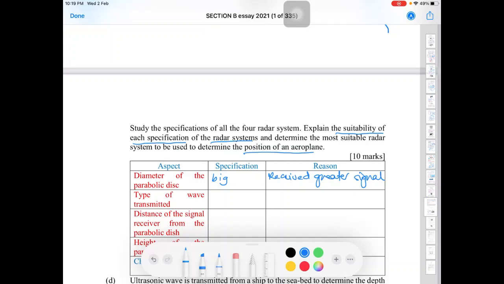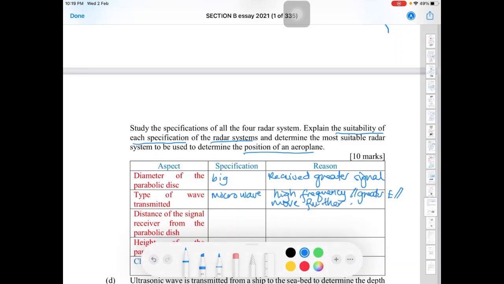Alright, type of transmitter of wave, kita akan microwave. Microwave, boleh tulis high frequency, boleh. High frequency, greater energy, ataupun move further, boleh.